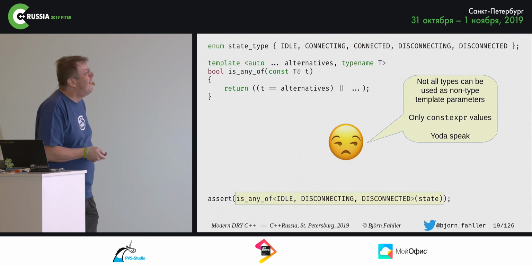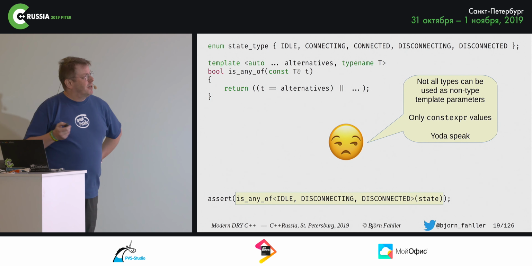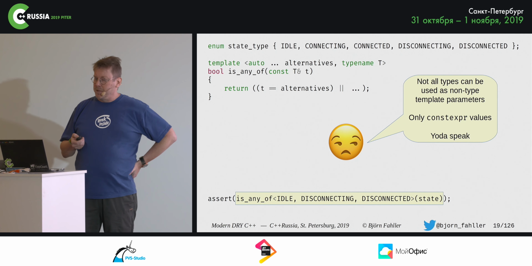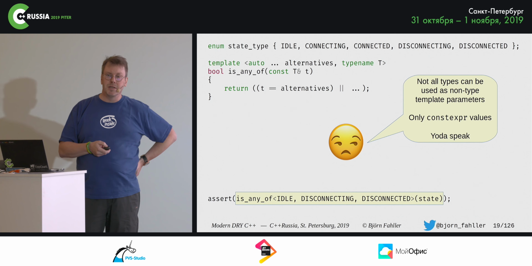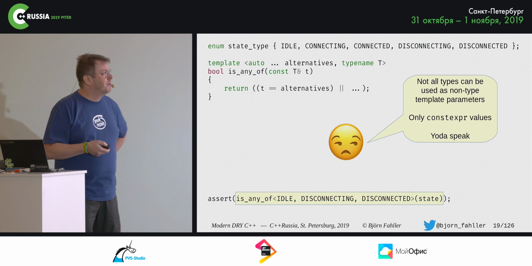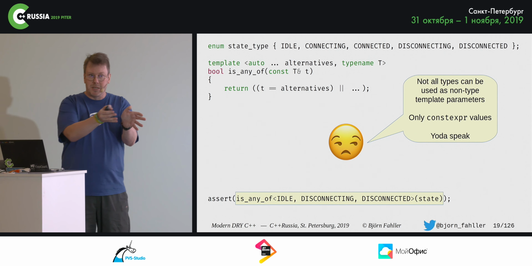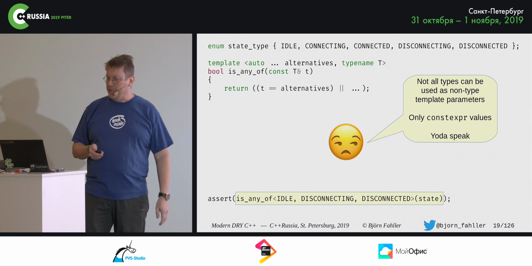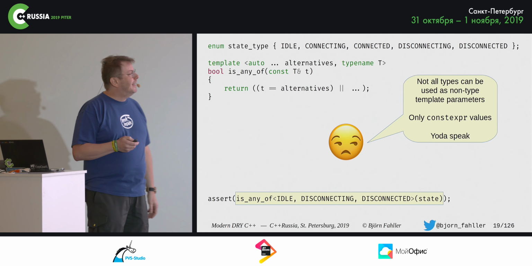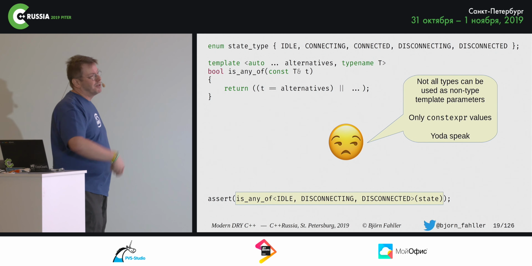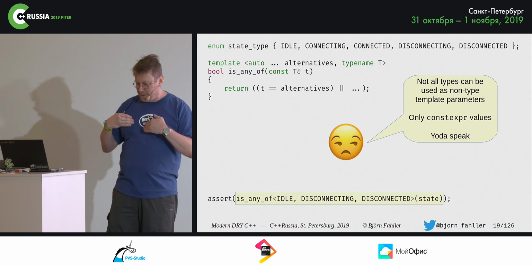But not all types can be used as non-type template parameters. We cannot use strings, for example, not currently. And we cannot use anything that is computed at runtime, because this must be a compile time property. And yeah, the last one is maybe a little bit silly. It's a thing of mine.